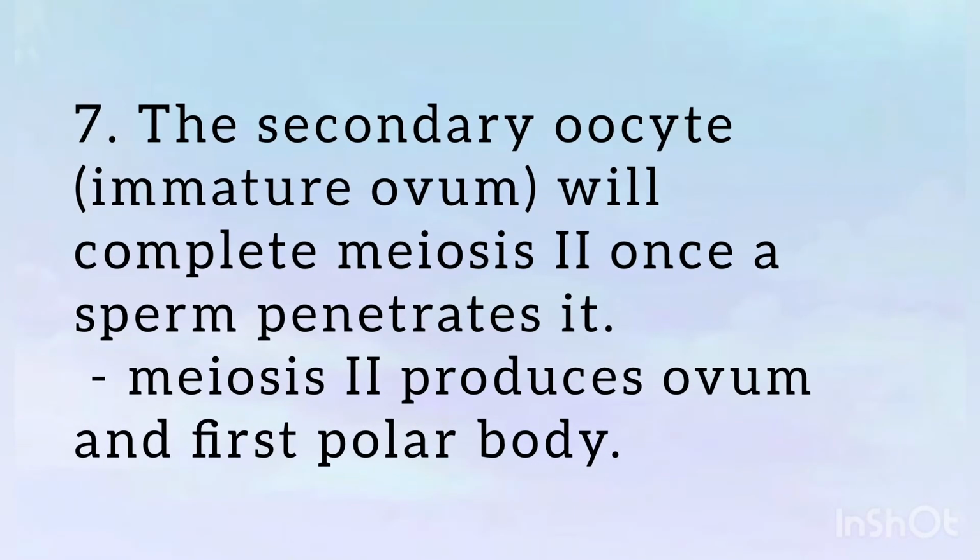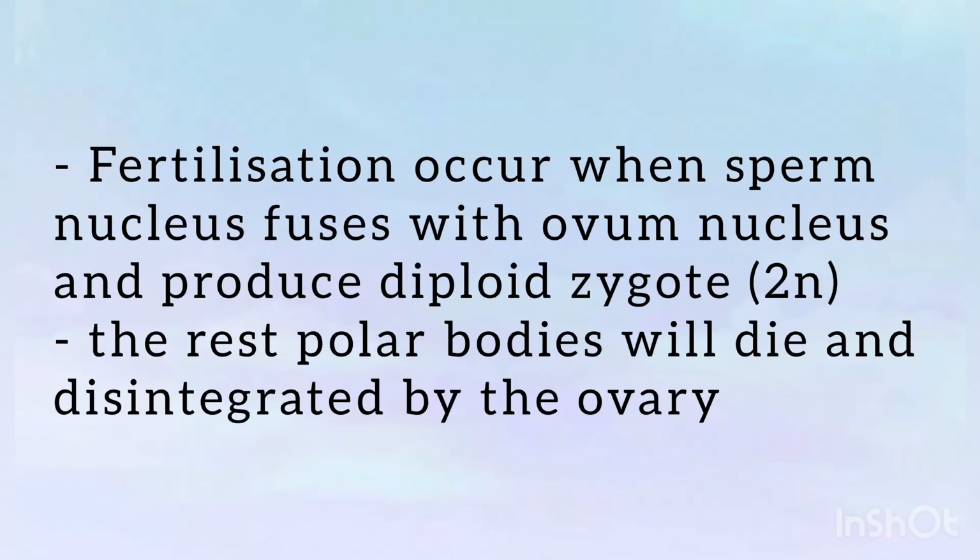The secondary oocyte, which is an immature ovum, will complete meiosis II once a sperm penetrates it. Meiosis II produces an ovum and a second polar body. Fertilization occurs when the sperm nucleus fuses with the ovum nucleus and produces a diploid zygote. The remaining polar bodies will die and disintegrate in the ovary.